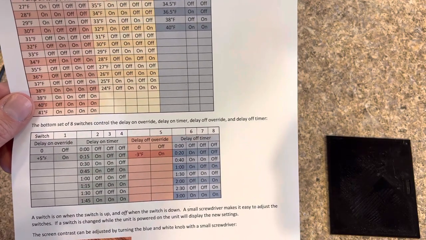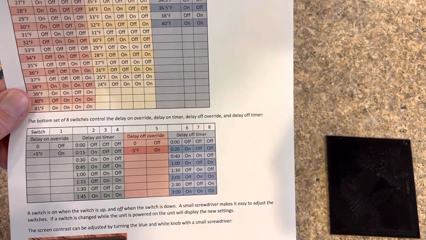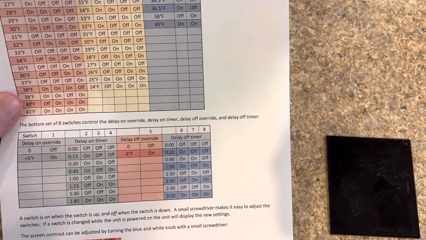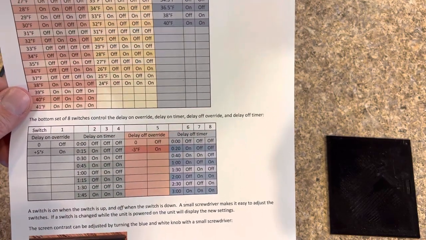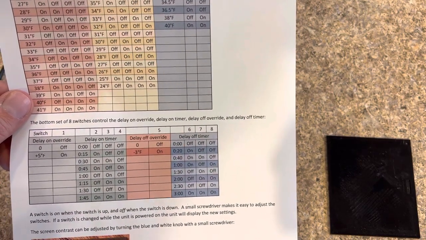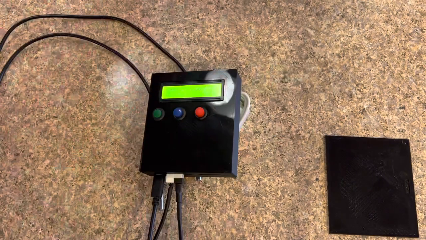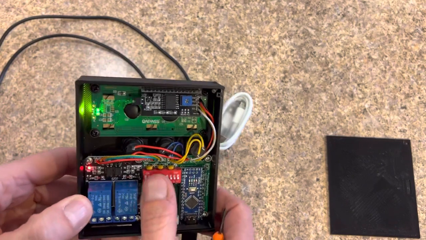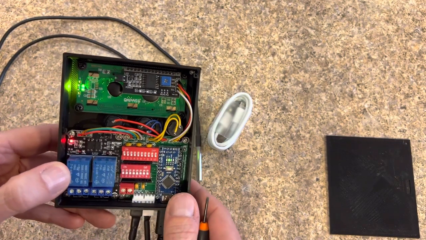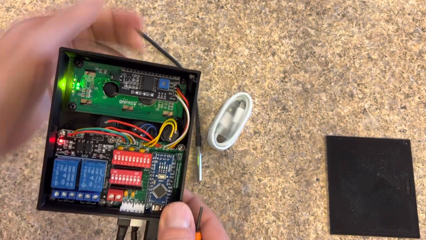But if things are cooling down quickly, gets down to 24 degrees, you know your lines are gonna freeze solid. So if you set this to -3, it'll ignore any delay off override timer you have and turn off the pump. To make changes to it, you just flip these switches on or off. I use a screwdriver sometimes. It's easier to get in than messing with my fingers.